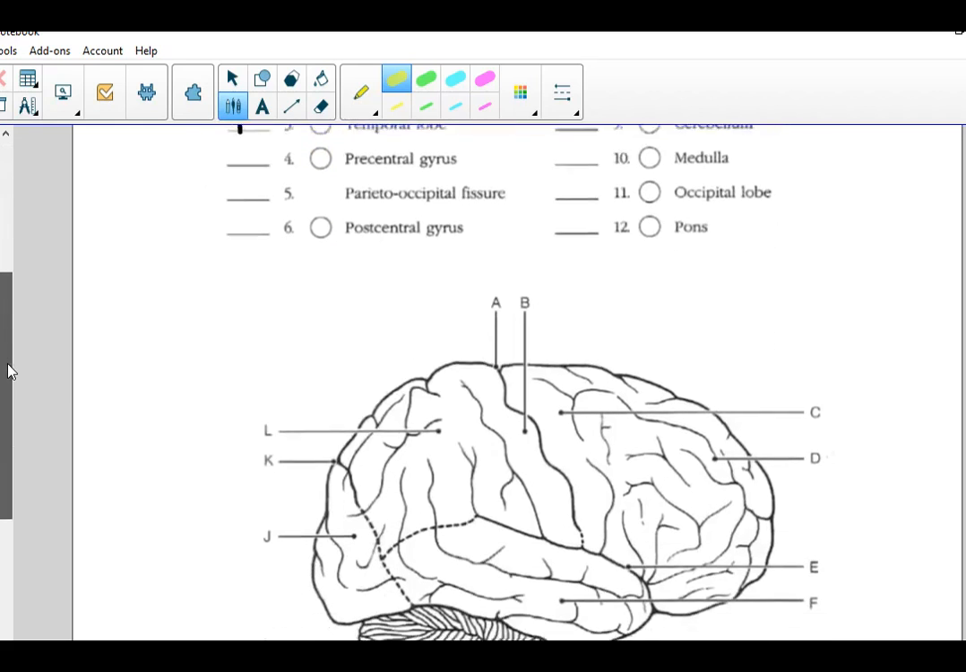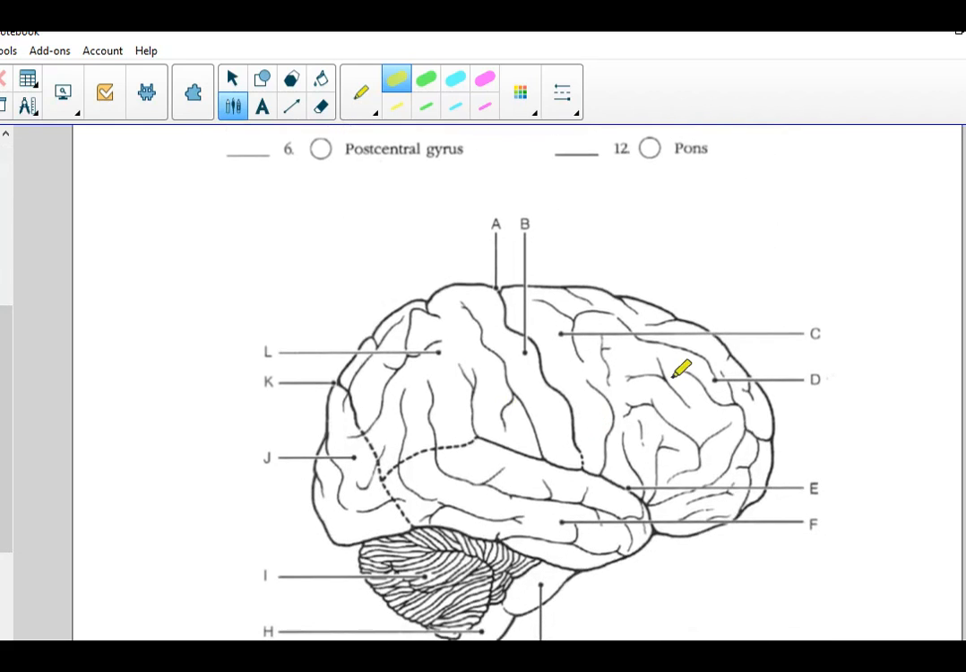And I'm going to come down and color this whole area here in yellow. It goes right up to structure A, right there, which is the central sulcus. And it comes down. This diagram does a pretty good job of distinguishing the lobes from one another. If I'm going too fast for you, feel free to pause the video and finish that up yourself.